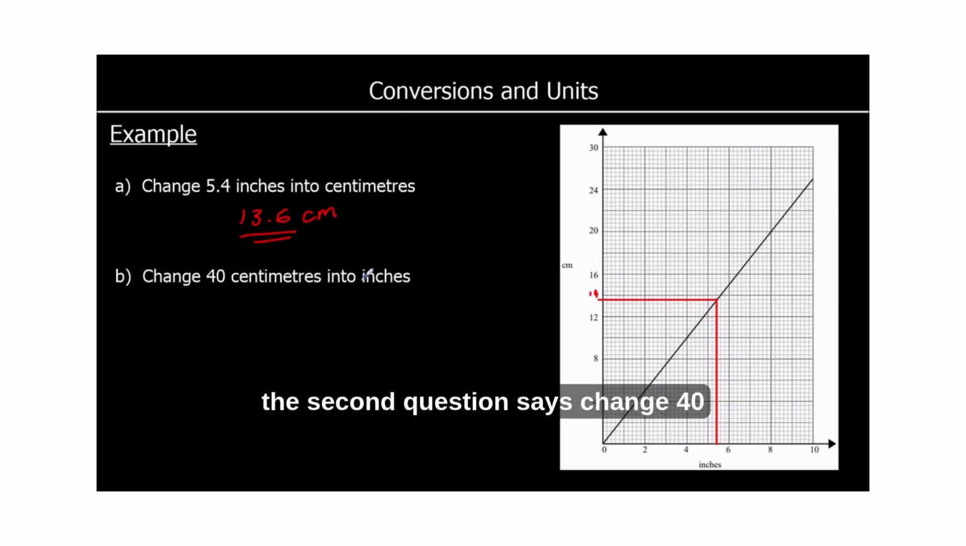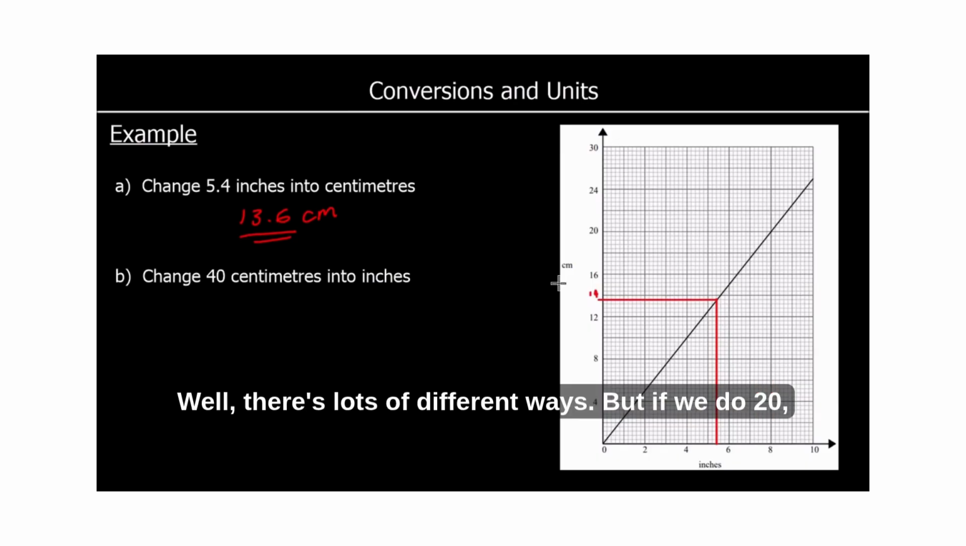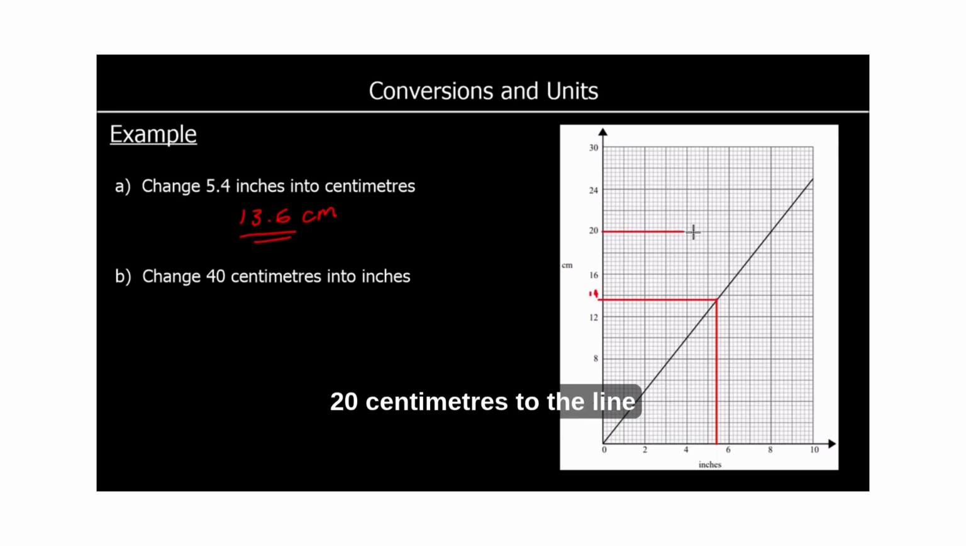And the second question says change 40 centimeters into inches. Now you'll notice 40 centimeters isn't on the graph. 40 centimeters is off the graph. So how can we change that into inches? Well, there's lots of different ways, but if we do 20 centimeters to the line and down, we've got 8 inches.